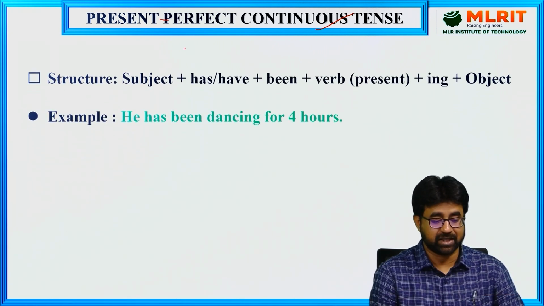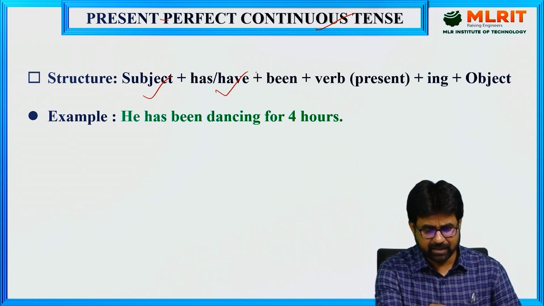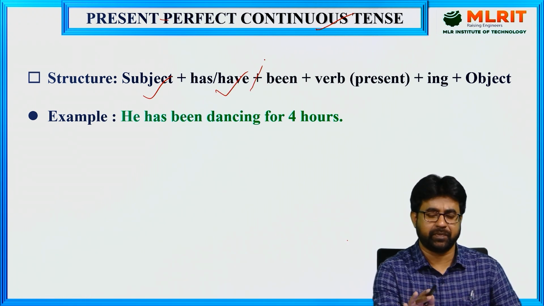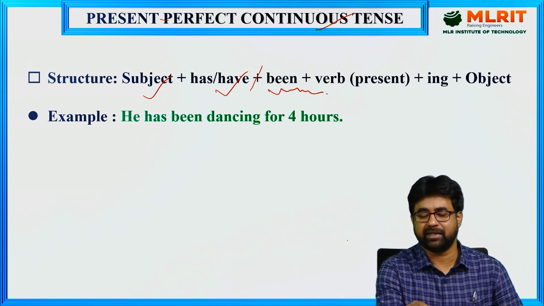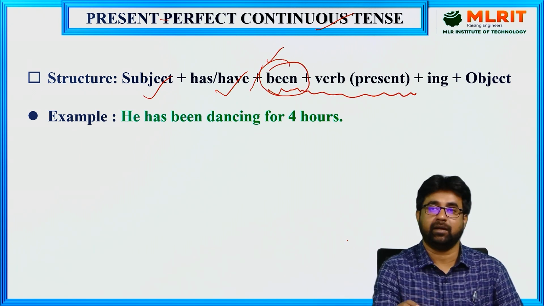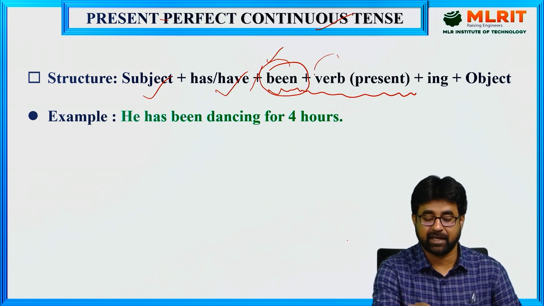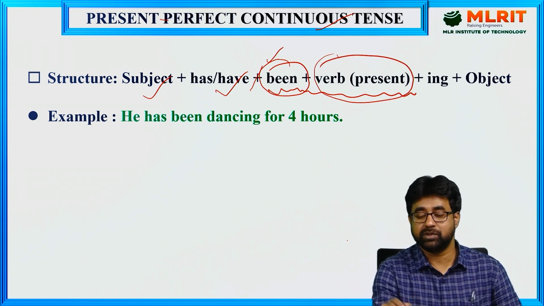So what is the structure? Subject, then has or have. Up to this point it is similar to present perfect only, right? Now here the difference is occurring. You can see we have to use one extra word, that is been. This is a fixed word that we must use in present perfect continuous tense, and then we also have to use V4, V1 plus ing, which is also known as V4.